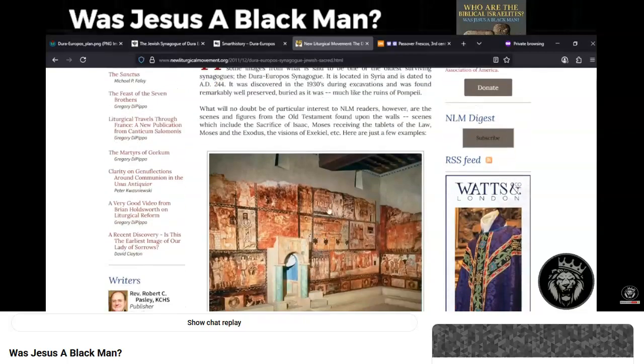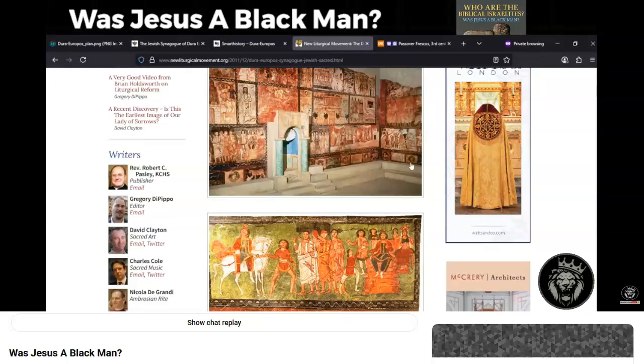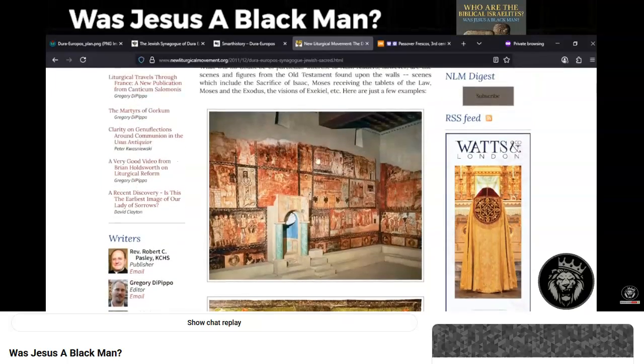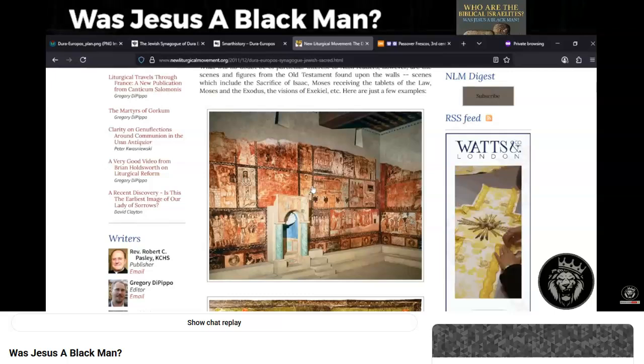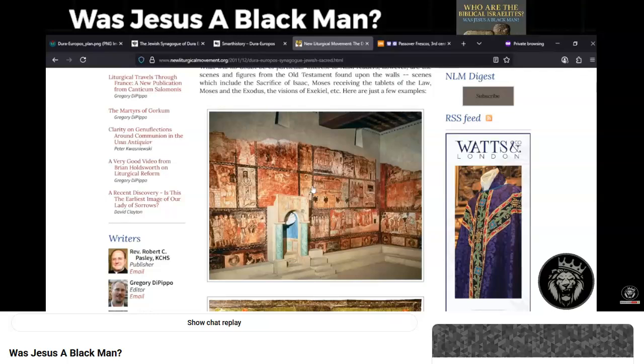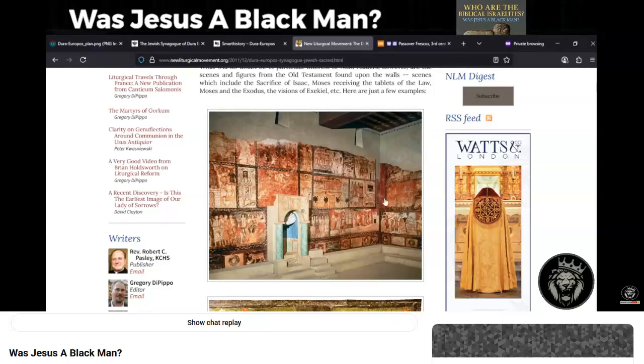Again, this is from the Damascus Museum of Dura Europos. Now, this is a picture of the synagogue. That's another thing. In the synagogue, they have pictures of Israel. They have pictures of Moses and Aaron leading the children of Israel out of Egypt, and all the stuff that you would see in the Torah are the pictures or the frescoes. They call them frescoes, the pictures that they would have in the synagogue.